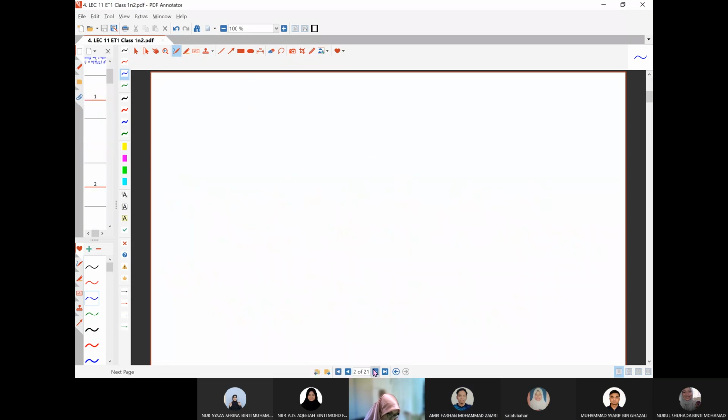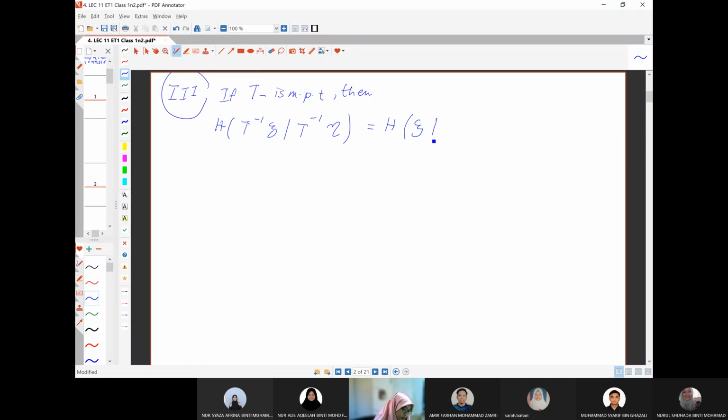Sudah. Alright. Okay, for the third entropy property: if T is a measure preserving transformation, then you will have the entropy of the pre-image of psi, given the pre-image of the second partition, is equal to the entropy of only the psi, because it is a measure preserving transformation. So we will have this formula.